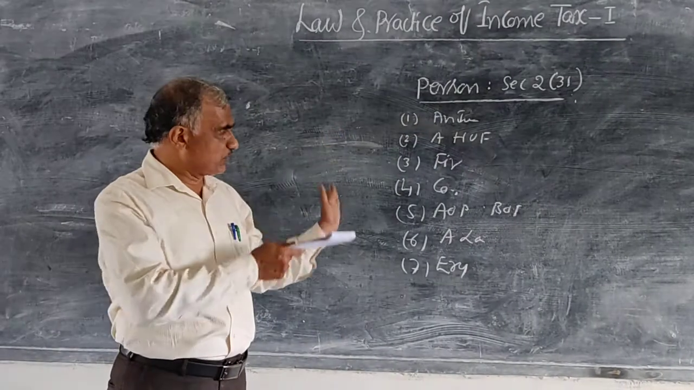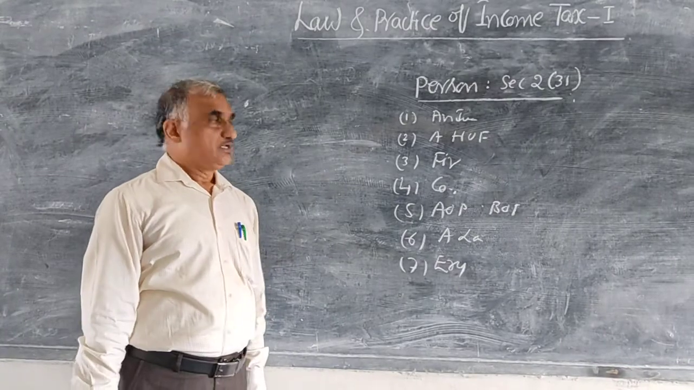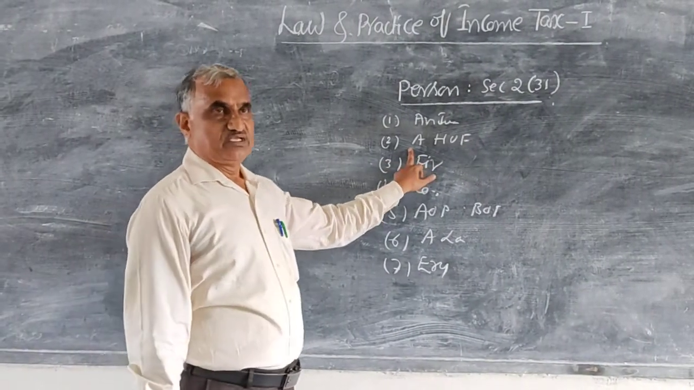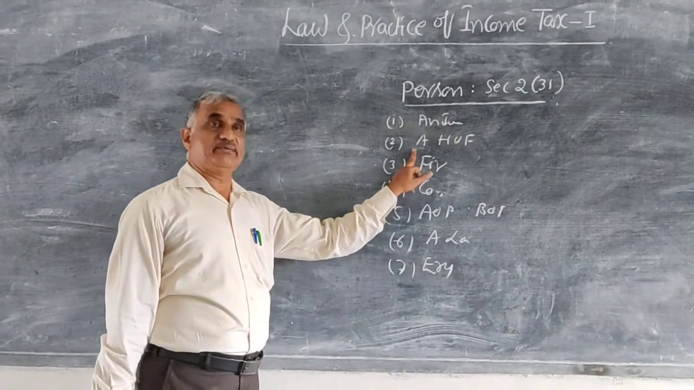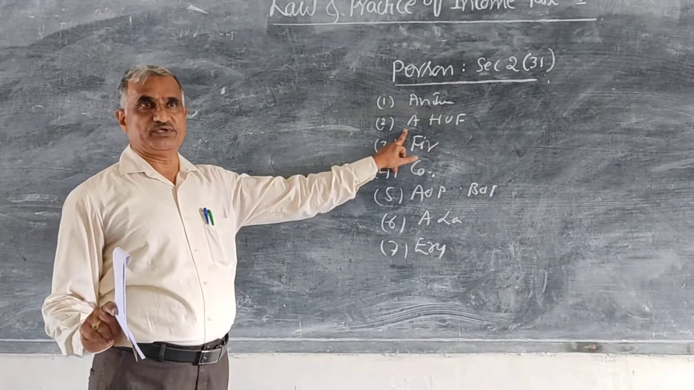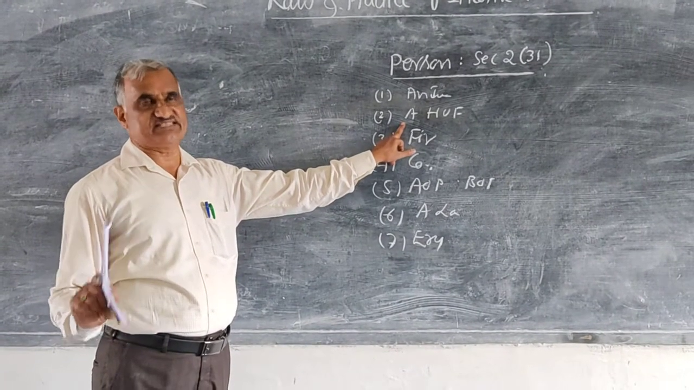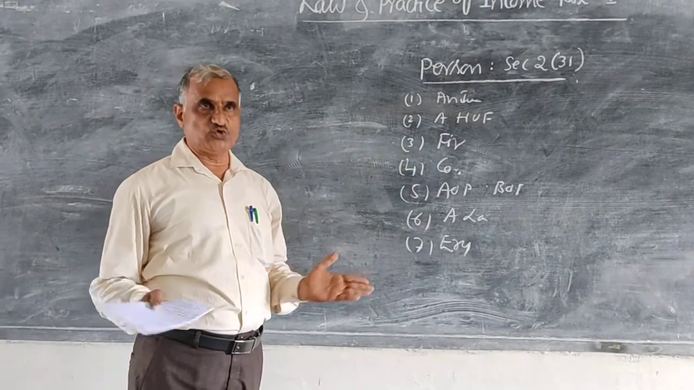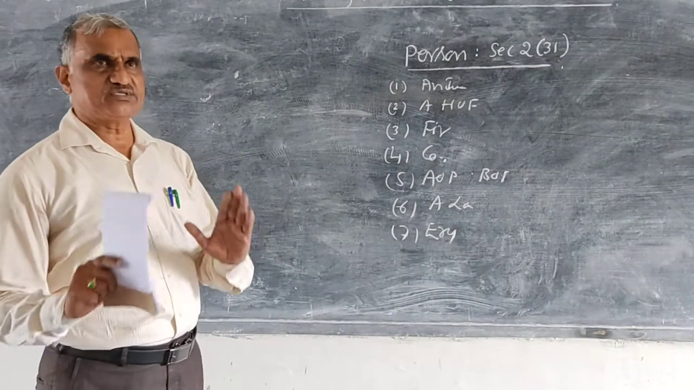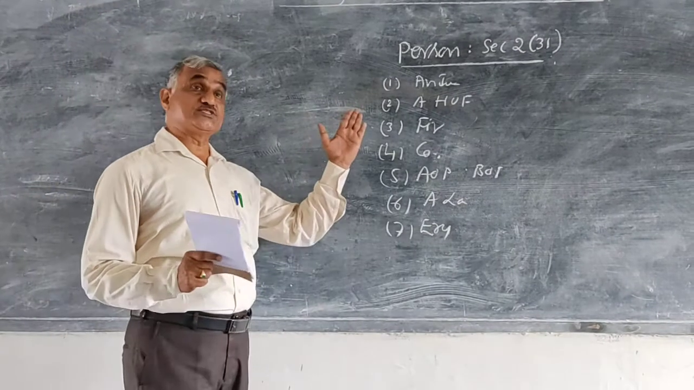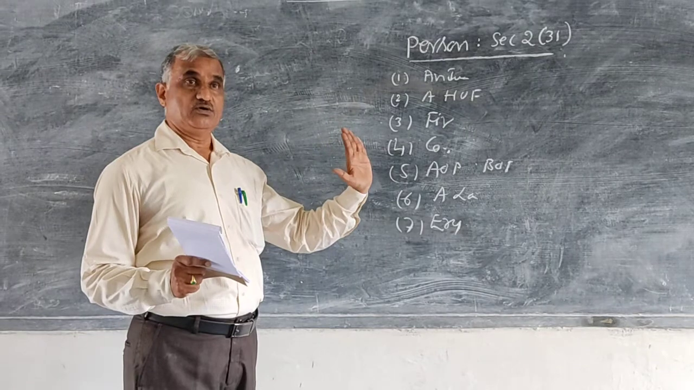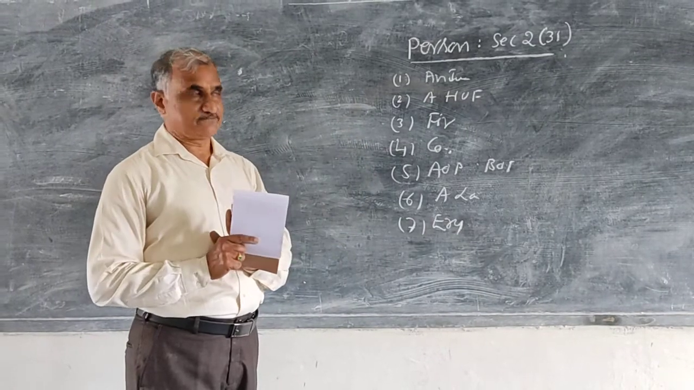So this is applicable for all these entities also. Then second one is a Hindu undivided family. So Hindu undivided family simply means a joint Hindu family according to Hindu Succession Act 1956. A joint Hindu family can be called a Hindu undivided family simply, so that Hindu undivided family is also a person and a HUF, Hindu undivided family, also should pay income tax.